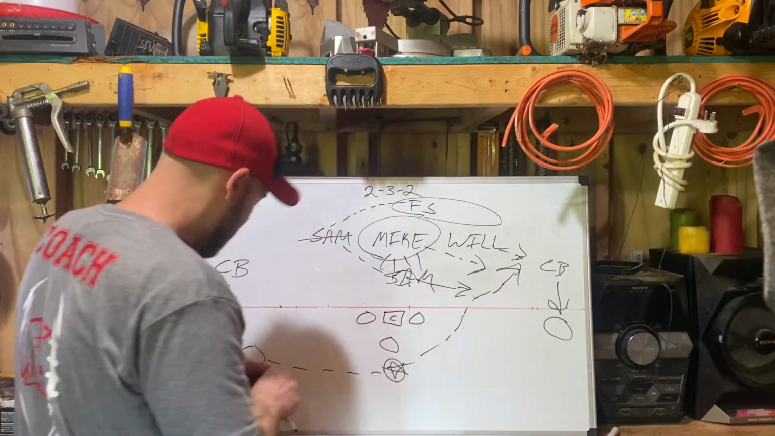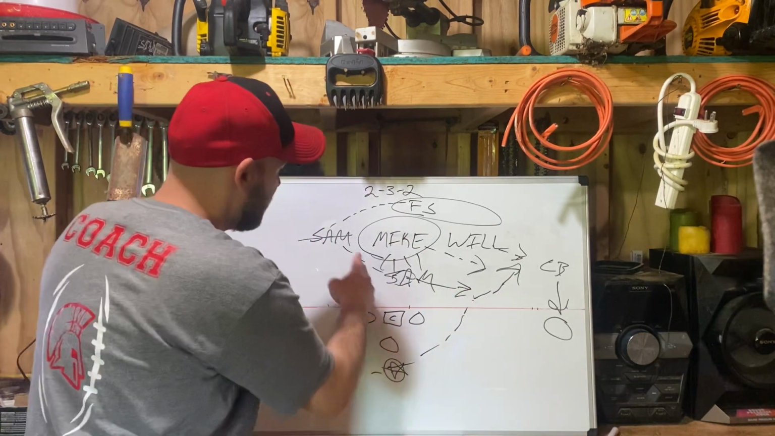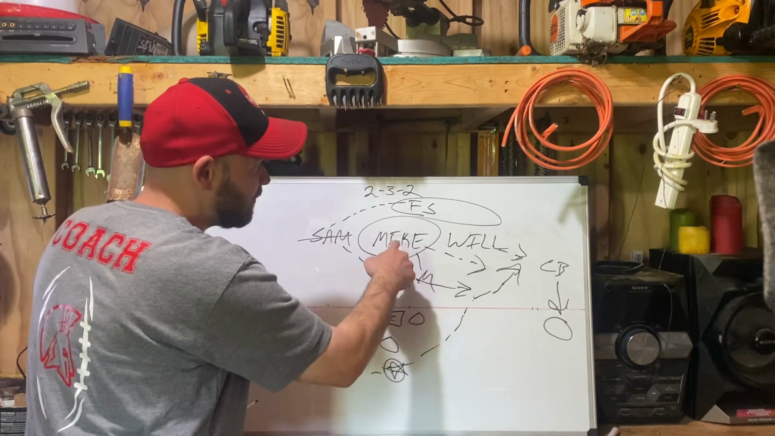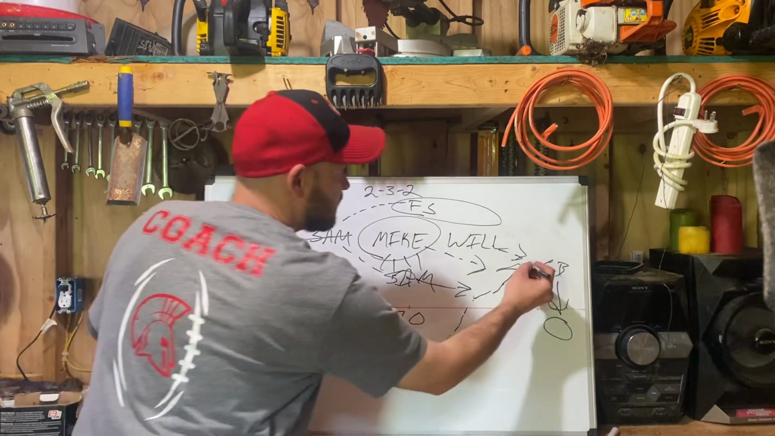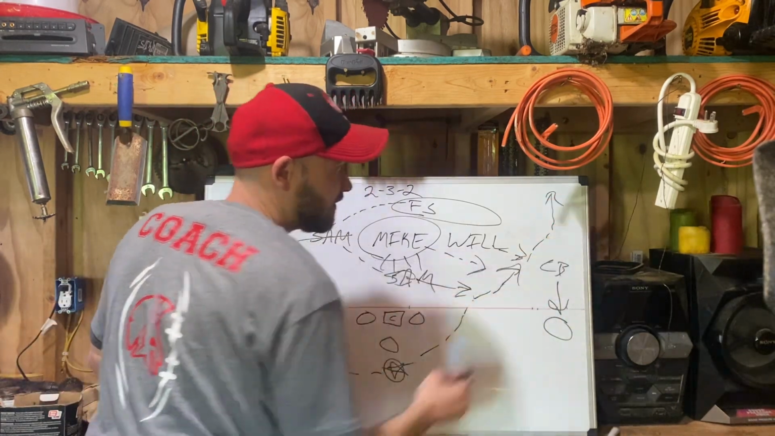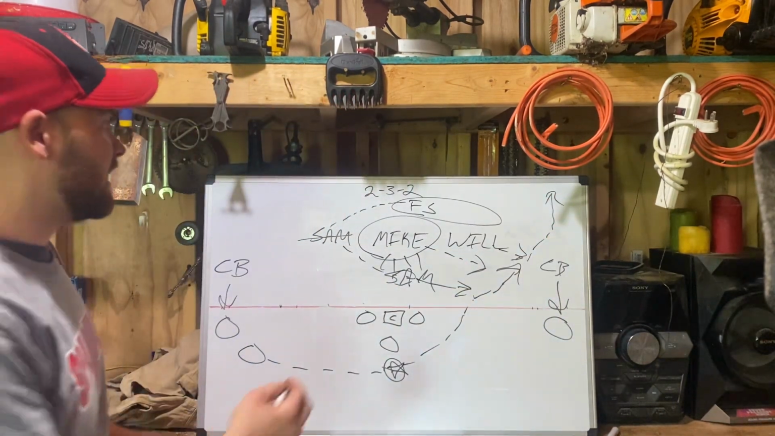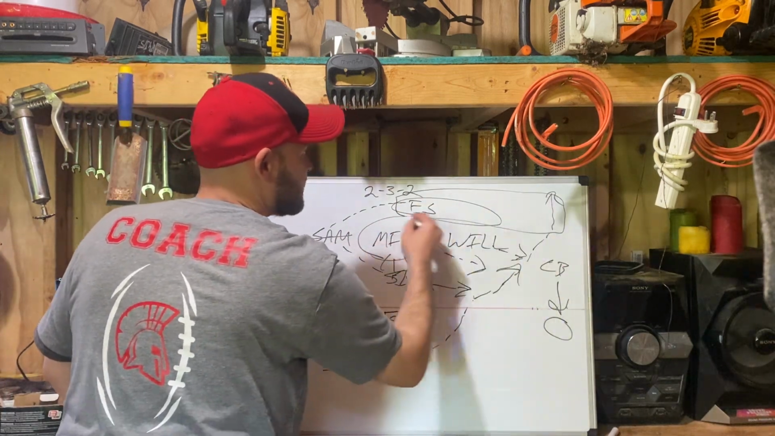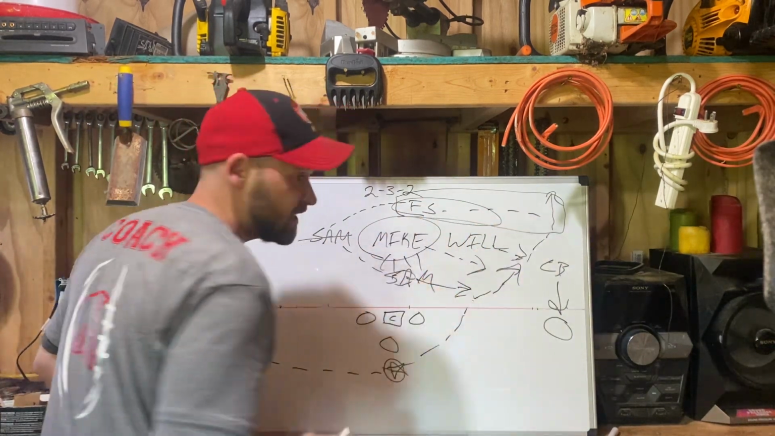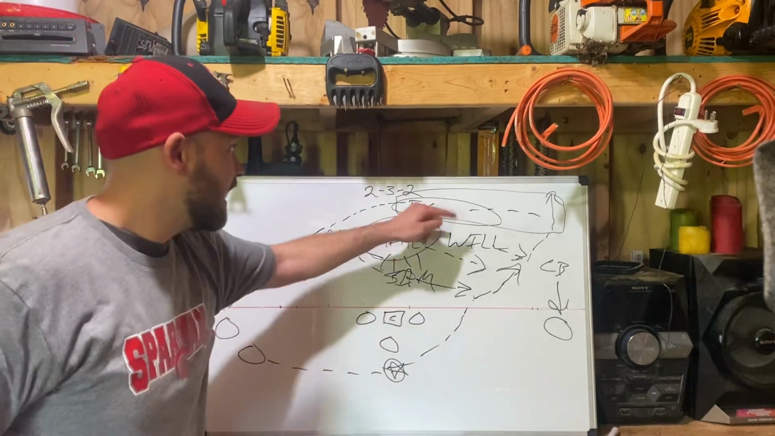So we need to be paying attention, making sure we do not cross in front of the Mike or the Will, because we're going to end up letting them get to the sidelines. All right? And that's what we don't want. And that's why Sam, when he drops back to free safety, needs to be watching this area, okay? He needs to stay eyes forward and shift.